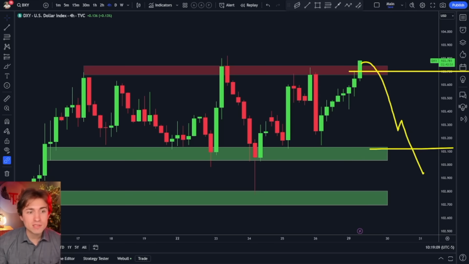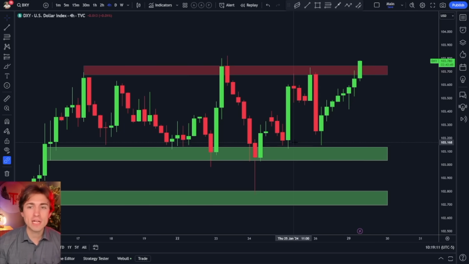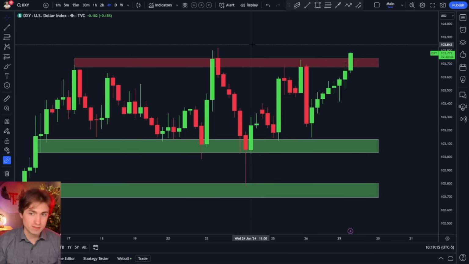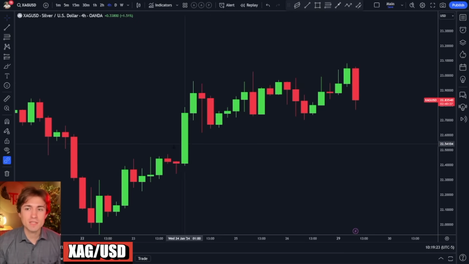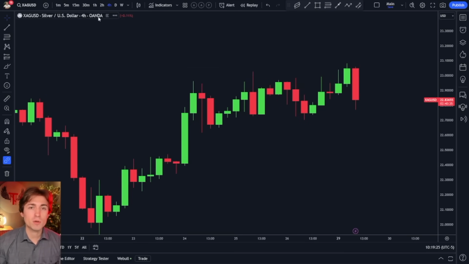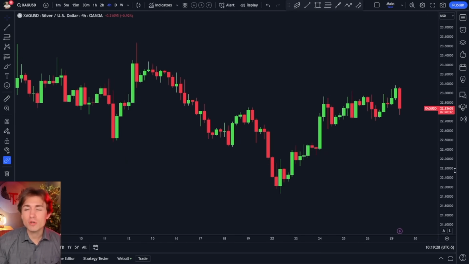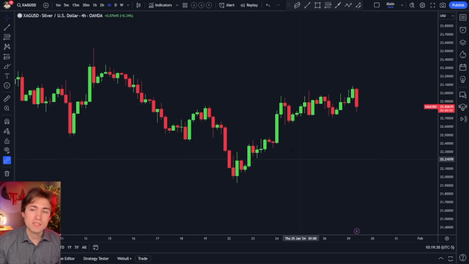But it looks increasingly likely that the dollar is trying to push out to the upside on all this strong economic data we've been reporting on the channel recently. And a quick look at silver, it's much the same. It's been range bound, although this one being a little bit more volatile will likely move quite a bit on what we hear on Wednesday and Thursday.